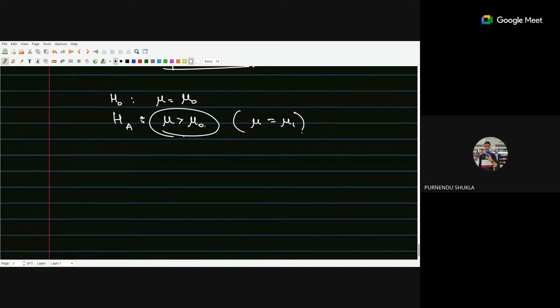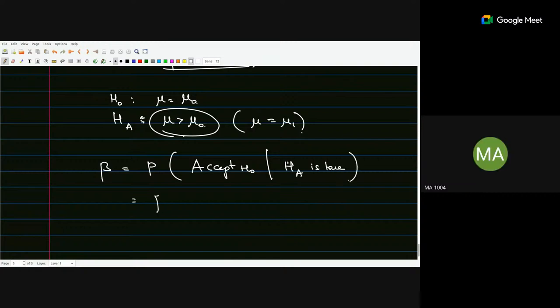What is beta? Beta is the probability of accepting null, given the alternative is true. Given HA is true. Now tell me, what will you do? You accept H naught. When do you accept H naught? In this particular case, when T minus mu is less than or equal to C.